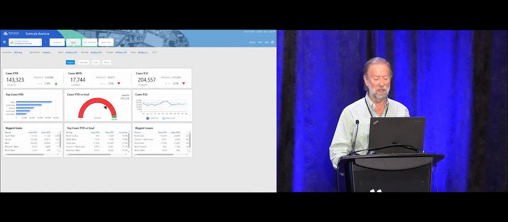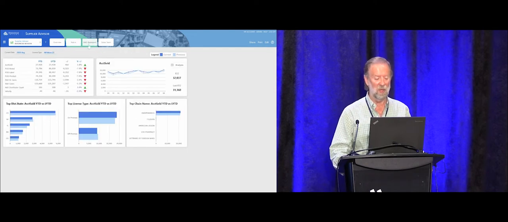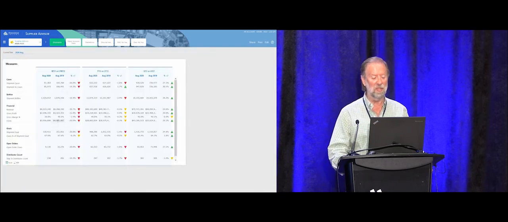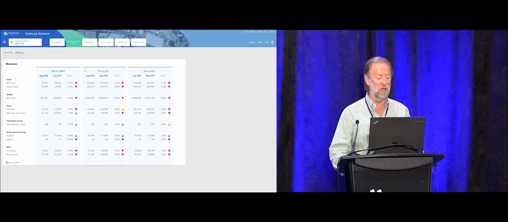Here's the matrix, here's the scorecard for the RAD. All this stuff is divable. Go back here just to show you, here are my shipments. So I can look at all my shipment measures, month to date, year to date, rolling 12. Here are my shipment measures on the left-hand side. And then I can quickly go to look at my RAD data. Here's my retail account data, all those measures.